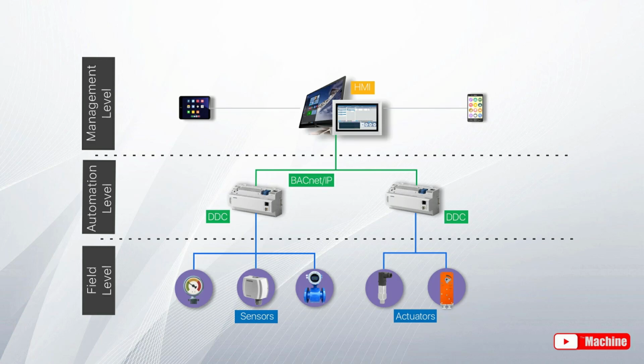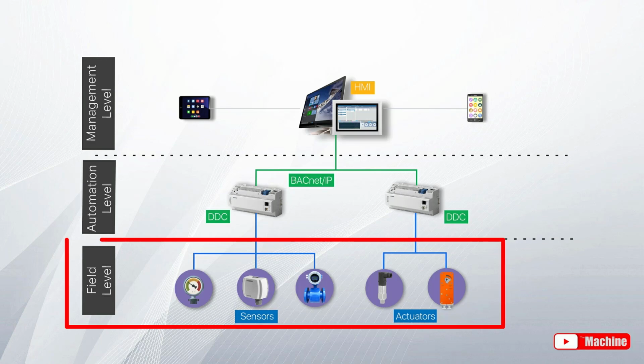The first one is the field level. This level refers to sensors, instruments, valves, actuators, thermostats, and I/O modules. This level plays an important role in the building management system, as the actions taken by the BMS are purely based on the inputs received from this level.